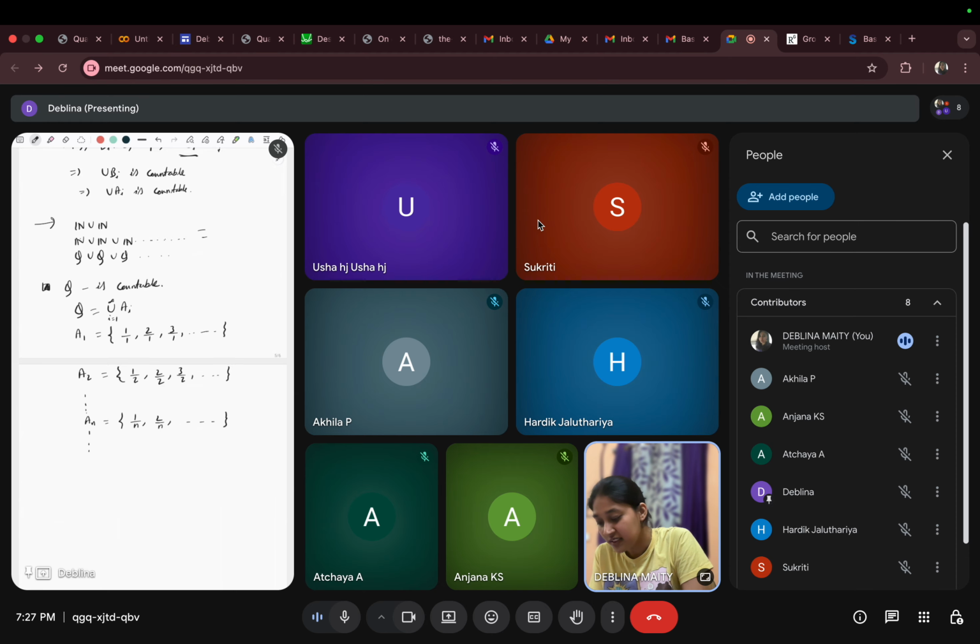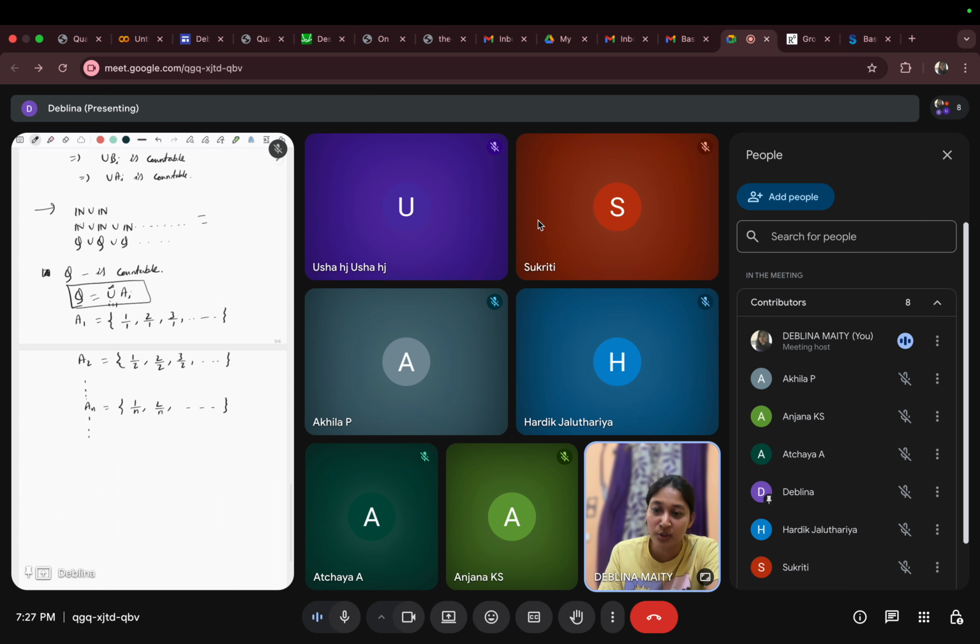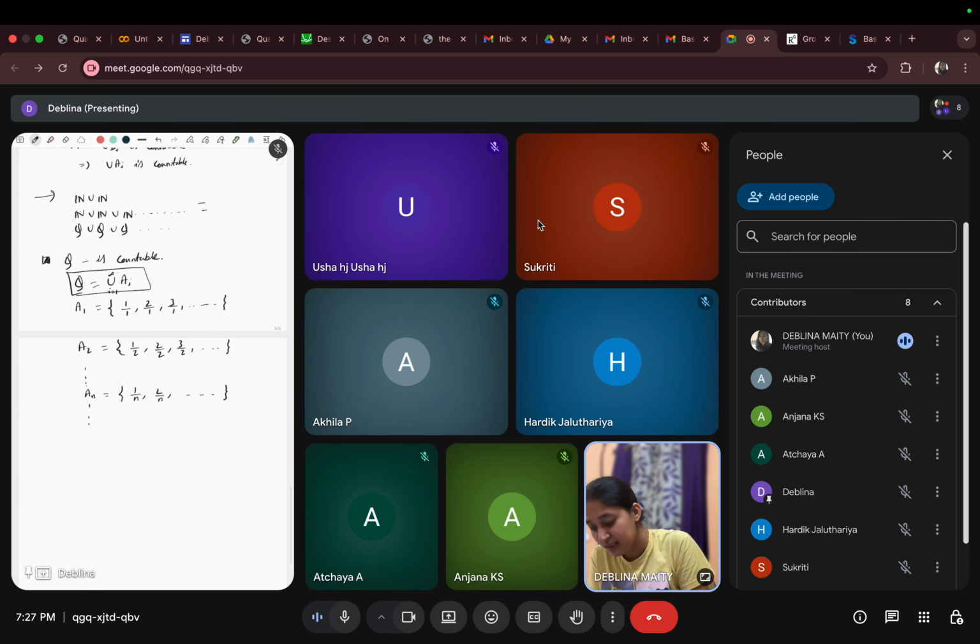So Q is the union of these sets because these are all the rationals of the form p by q where q is not equal to 0, and 0 is also there, because when n goes to infinity, this n goes to 0. So 0 is there. We don't need to take 0 separately. So these are the unions and this is going to be Q.